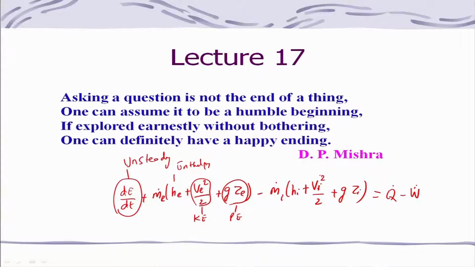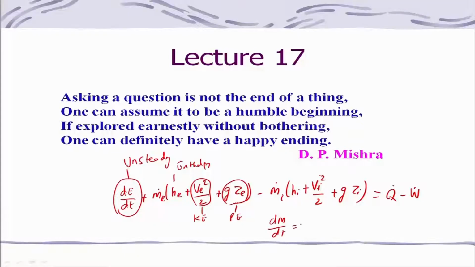Not only do we need to look at this equation for energy conservation, but also at the mass conservation equation, which we have derived as dm by dt is equal to m dot I minus m dot E. That means the mass being accumulated is equal to the mass entering the control volume minus the mass going out.